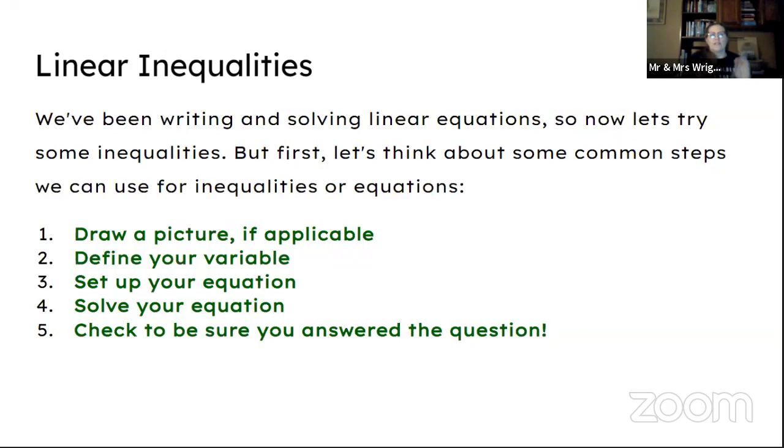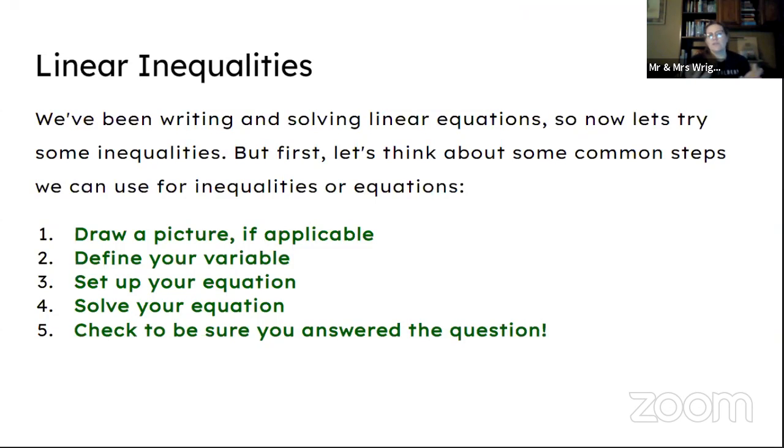So before we do it, let's think about some common steps we use for inequalities or even equations. First, we're going to draw a picture if applicable. This usually applies to things that involve geometry. When you're asked about questions with flagpoles or building fences or perimeters and areas of things. So if there's an opportunity to draw a picture to visualize the mathematics that you're doing, go ahead and do that. It always helps.